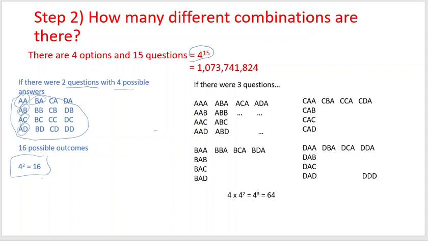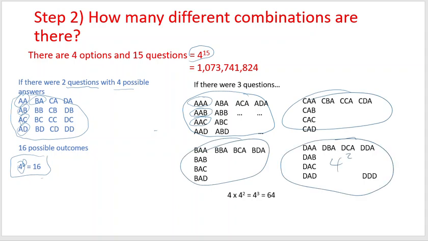So 4 is the number of options and 2 is the number of questions. If there are 3 questions, you can look over here and say, if all 3 of them are A, that's one of the options. And I just broke it down and said, what if the first 2 are A and the second one's B, first 2 are A and the second one's C, and so on. Now, there's a bit of a pattern here. We've got 16 in here, 16 in here, 16 in here, and 16 in here, or 4 squared in each, and we've got 4 lots of it, so we've got 4 cubed. We've got 64 different options if there are 3. And if we follow that pattern on, if there were 4 questions, it would be 4 to the power of 4, 5 questions would be 4 to the power of 5, and so on. Okay, so that's how we get 4 to the power of 15.